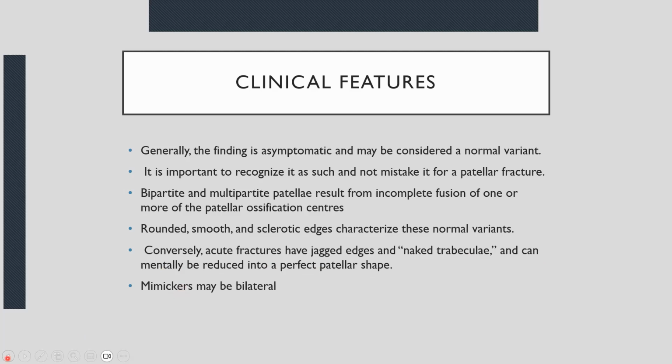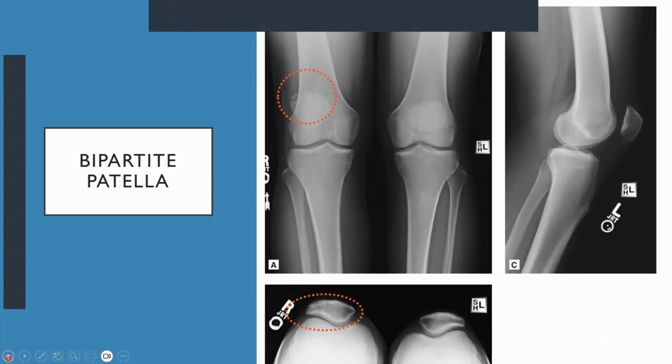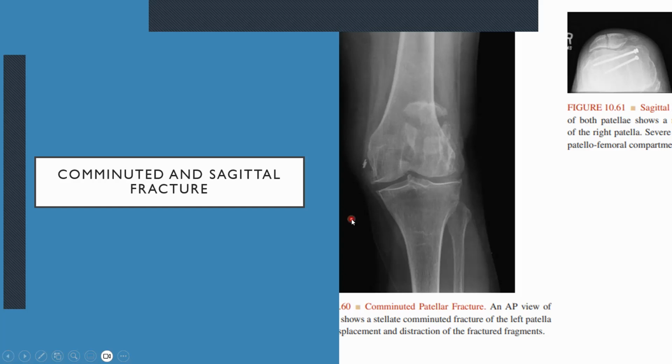All right, so let's have a look and compare the two. Let's go to a fracture. Here you can see these jagged edges. Now they talk about naked trabeculae. You can't see naked trabeculae over here, but where they talk about you can mentally reduce this into a perfect shape, you can see you can get this back into the shape of a patella.